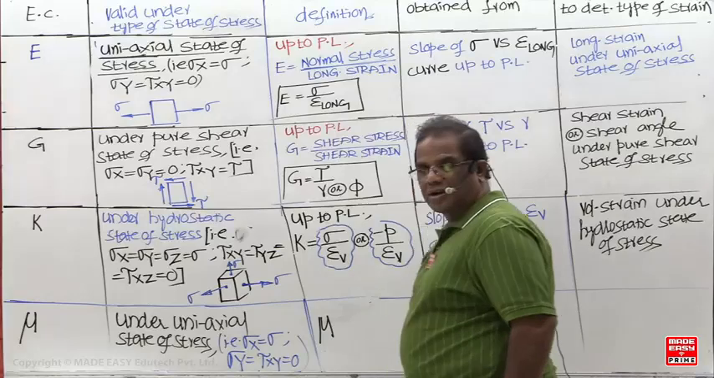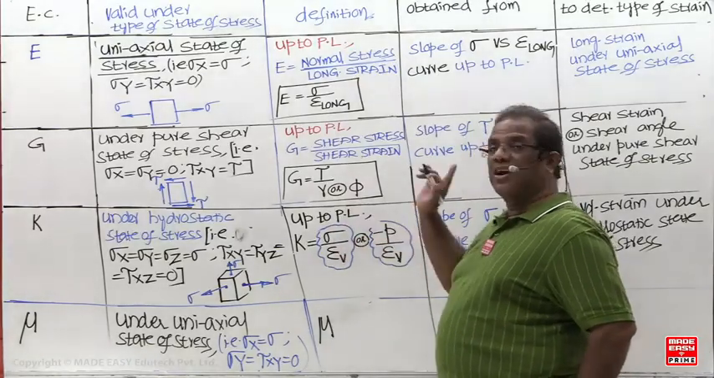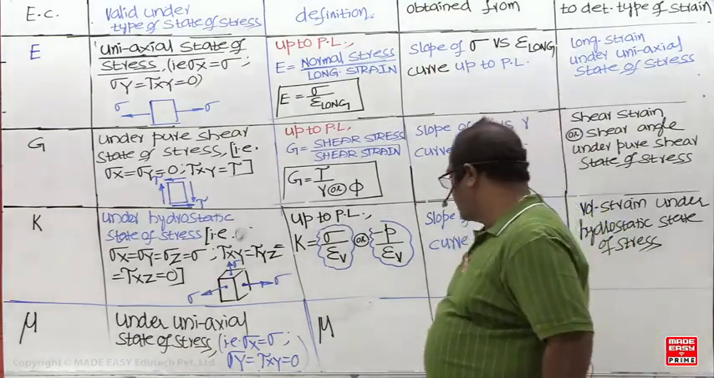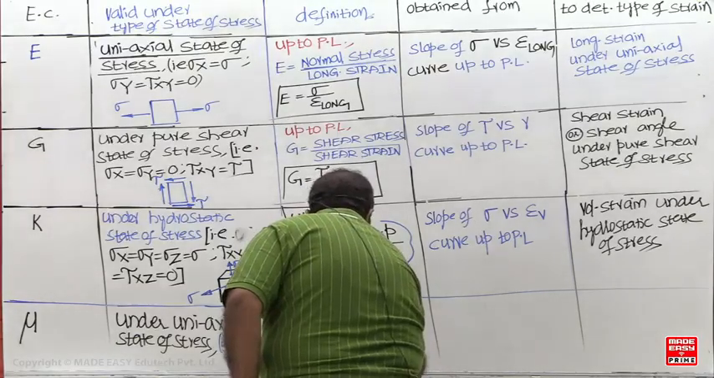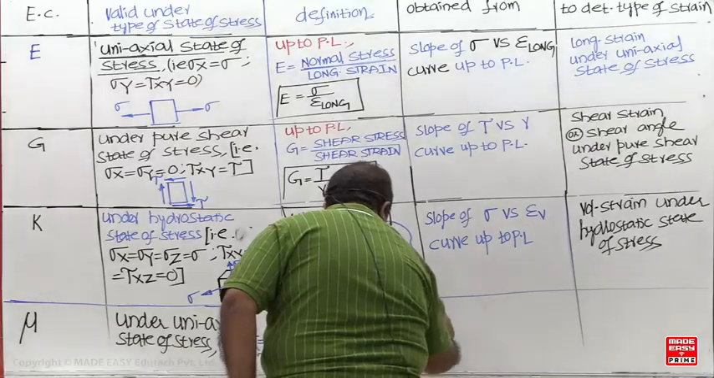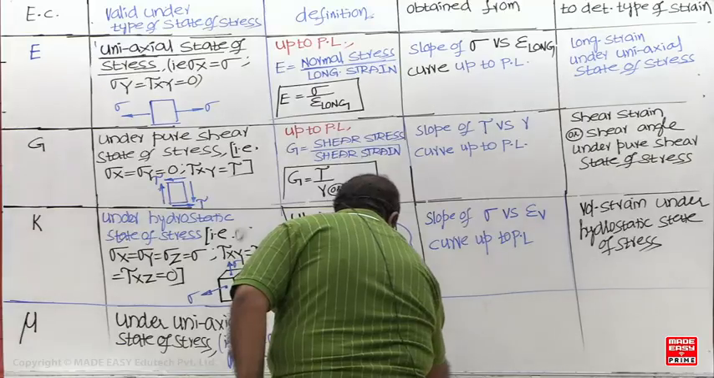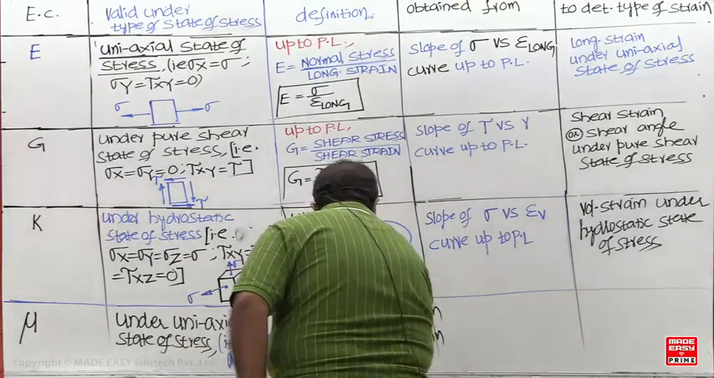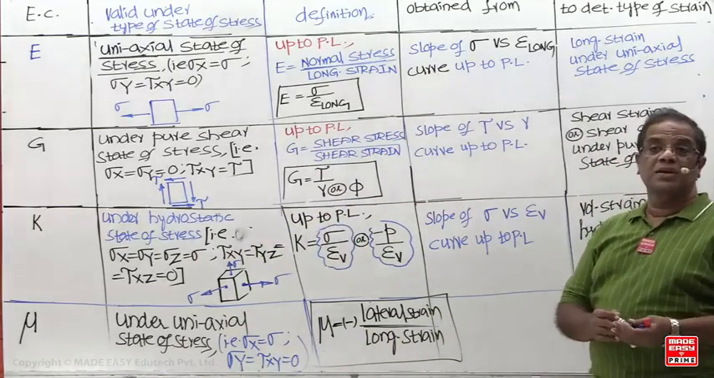Here proportional limit is not required because these are all the ratio of the stress and the strain, these are all the slopes. They're all valid up to the proportional limit, but this is the ratio of the lateral strain and longitudinal strain. So mu is the ratio of lateral strain to longitudinal strain. We already discussed longitudinal strain and lateral strain, and all the definitions I have already written.